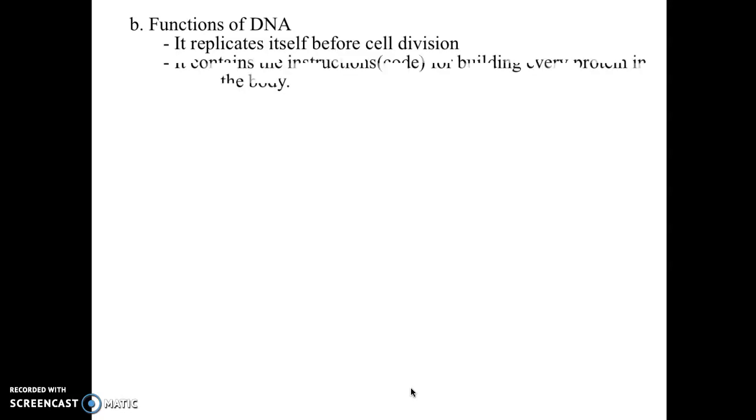All right, what does DNA do? Why do we have it? Well, number one, one of the things it has to do is make a copy of itself. If you're going to divide and make 2 cells, the cell has a copy of DNA, but it needs to make a copy of itself so that you have 2 copies for the two new cells. Once the cell divides, there's going to be two cells, so you're going to need two copies of it. It also contains the instructions or code for building every protein in the body. Okay, so the DNA includes the instructions for building all the proteins in your body.